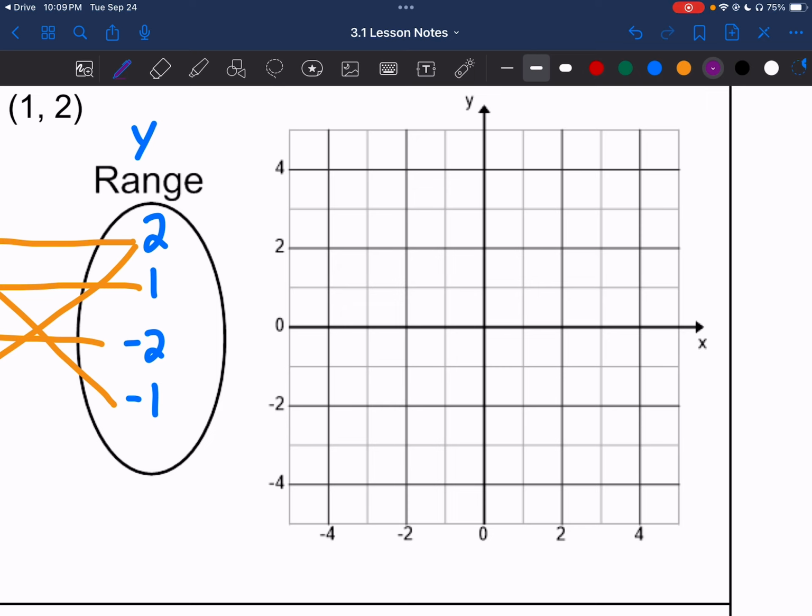So the first one is at -4 and 2. So we go to the left 4 and up 2. Our second point is at -3. So we go to the left 3, up 1. Our third point is at 0 and -2. So we just go down the graph. Our fourth point is at -4, -1. So I go to the left 4, down 1. And my last point is at 1, 2. So we go to the right 1 and up 2.